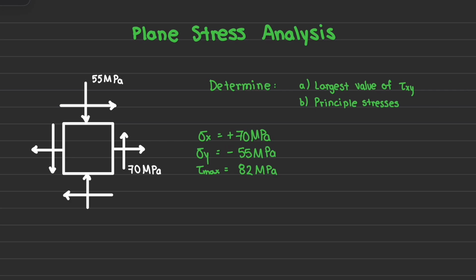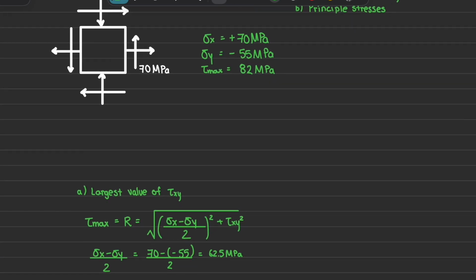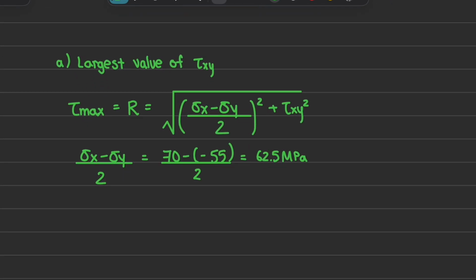The problem also states that the maximum in-plane shearing stress is limited to 82 megapascal, so we keep that in mind. And in order to solve for the largest value of tau xy, we will use our trustworthy radius formula, which is given over here.